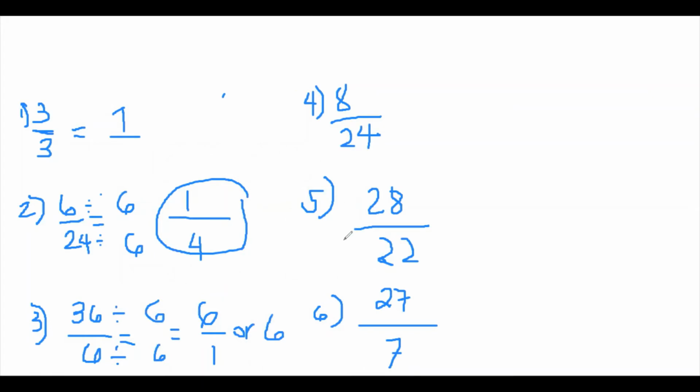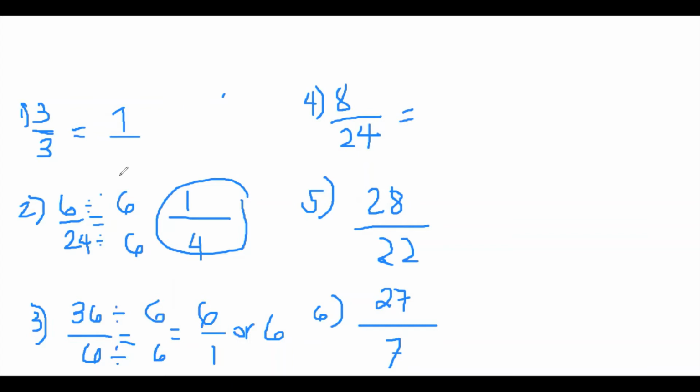Okay. So where are we? We have 8 over 24. So 8 over 24, it's a proper fraction. So how are we going to simplify this? Just the same as the problem that we have in number 2.